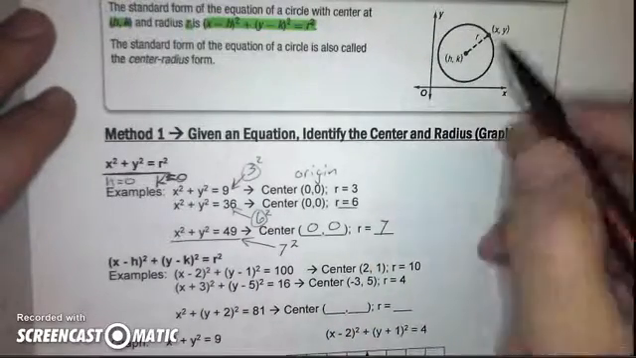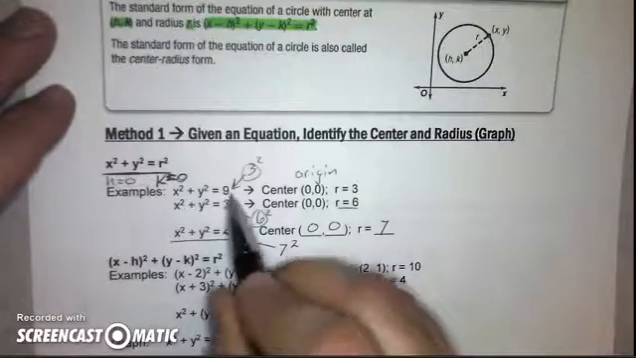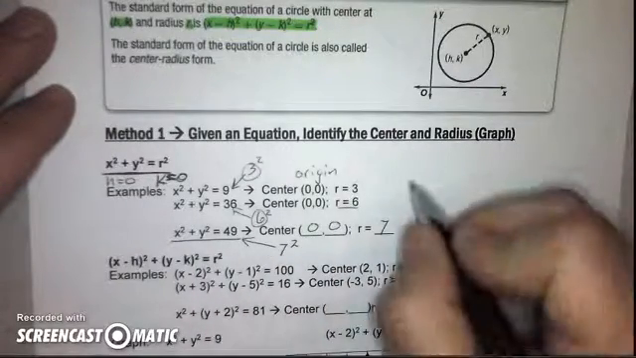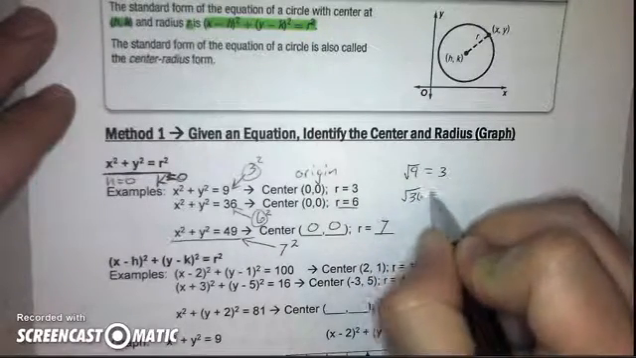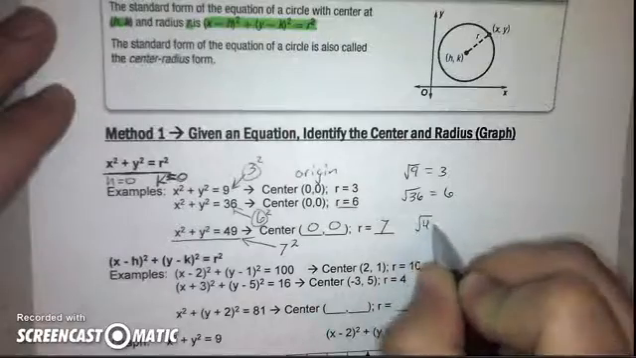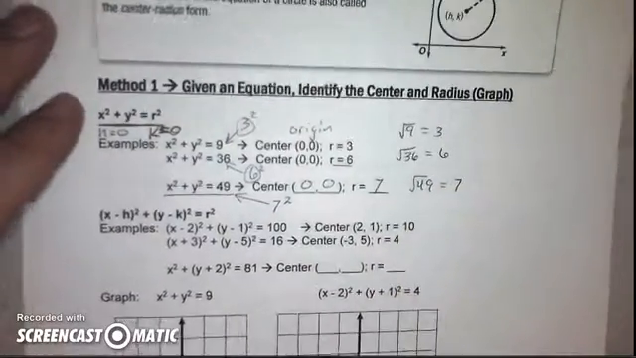Okay? So the radius squared equals 49, so I take the square root of each of these to get the radius. That's another way you can think of it. The square root of 9 is 3. The square root of 36 is 6. The square root of 49 is 7. Okay? So we've got some other examples.